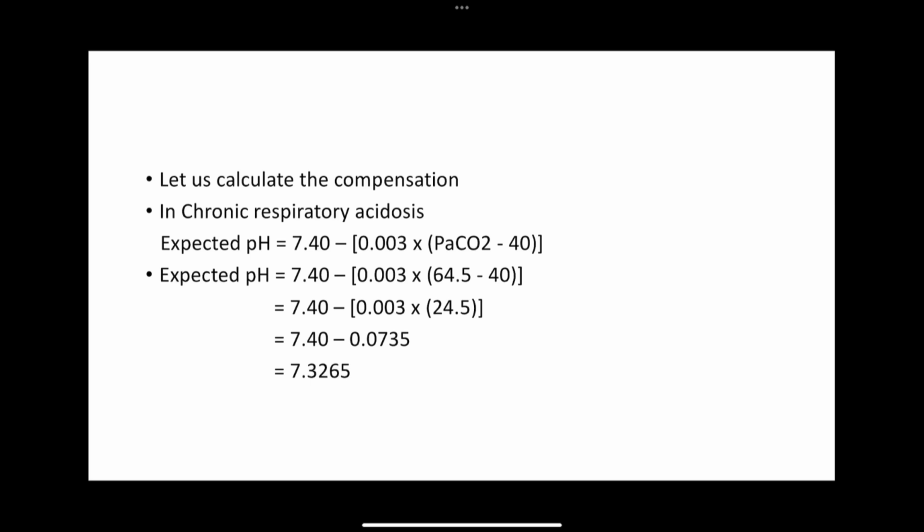Now let us calculate the compensation. In chronic respiratory acidosis, expected pH is given by this formula, which we can do by taking the value of PaCO2. So the expected pH we get is 7.3265. This is approximately equal to 7.33, which is our pH, and thus this is a compensated respiratory acidosis.